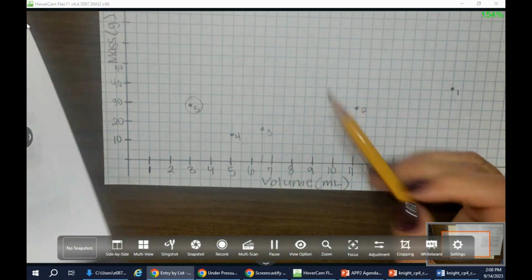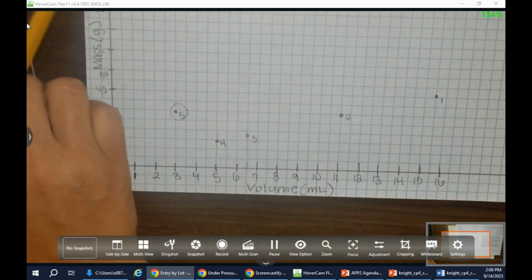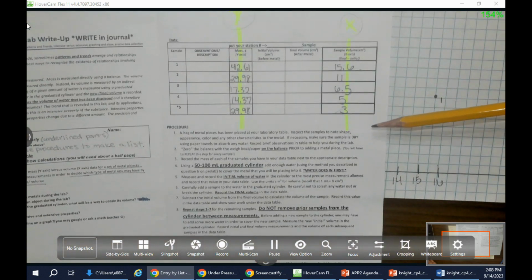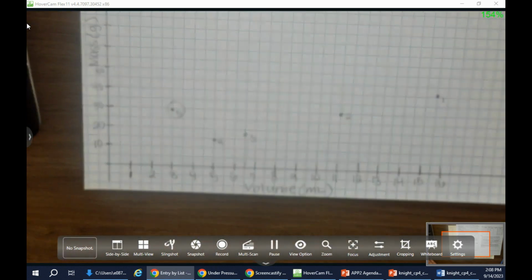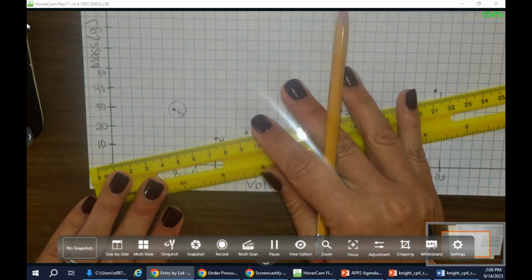Okay, so now I have all of mine plotted. I circled the one that was my weirdo, so it was a different type of metal, and I knew that just by observation. Also, when I calculated my densities, it stuck out a little bit, okay? So I circled that. You have your ruler. What you want to do is start that ruler at the origin, and I recommend everyone does that.